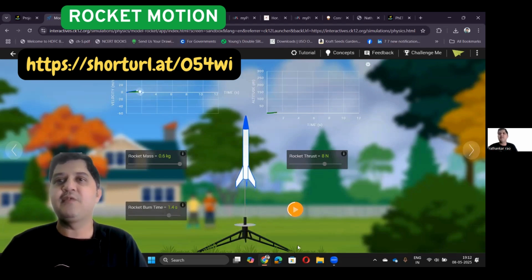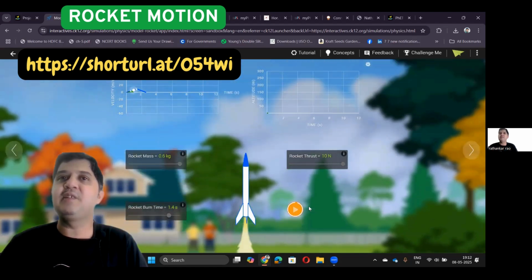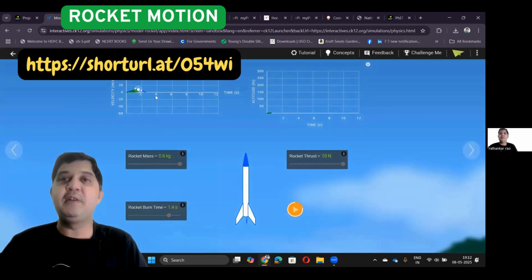It goes to this height and falls, right? So what should I do? I should reduce the mass of the rocket, or maybe increase the rocket thrust. Maybe I'll increase this one here to 10 Newton and see what happens. I get a smaller triangle. Why do we get a triangle?